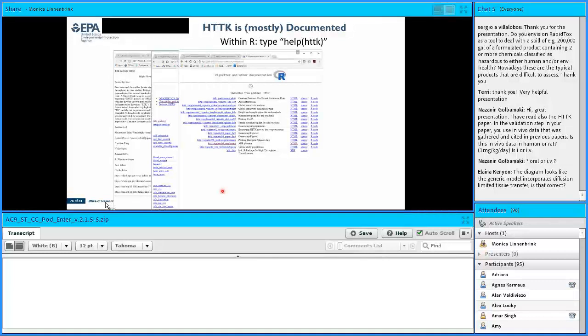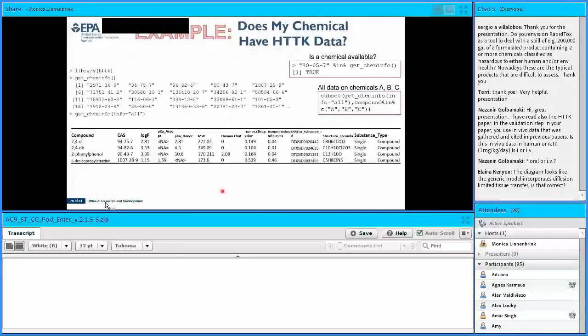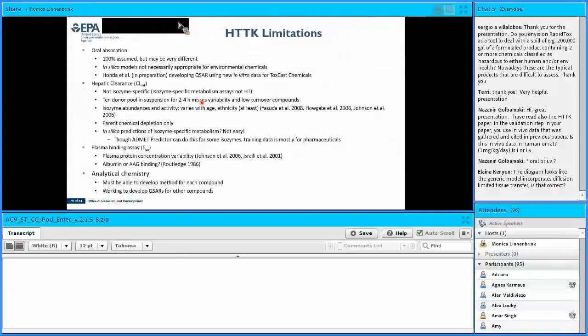I was actually working on creating a vignette for a paper this week and realized that I'd made an error, so it's useful to us as well, but basically you can see how we do everything. There's Carolyn Ring's vignette on how to make an activity to exposure ratio plot. Finally, people ask me all the time, does my chemical have HTTK data? If you're within HTTK, there are functions. There's a get chemical function. It'll tell you what data you need. And then here are some examples on how to see if your chemical is in there or not.